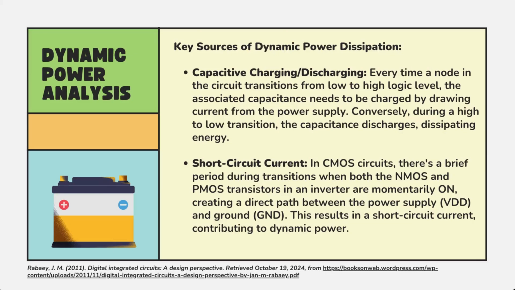There are two sources of dynamic power dissipation: capacitive charging and discharging, or switching. Every time a node in a circuit transitions from a low to a high logic level, the associated capacitance needs to be charged by drawing current from the power supply. Conversely, during a high to low transition, the capacitance discharges, dissipating the energy.